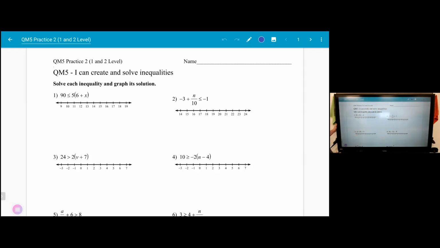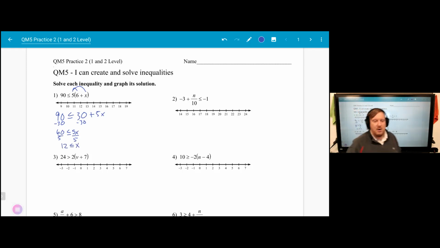This first one here says 90 is less than or equal to 5 times 6 plus x. We can do some distribution. I know that's probably what a lot of you are going to do, so I'll start with that. 90 is less than or equal to 5, we'll just do the distribution here. So 5 times 6 is 30 plus 5x. We're going to subtract 30 from both sides of the inequality, and I have 60 is less than or equal to 5x. And knowing what I know about inverse operations, I'm going to divide both sides by 5. And I have 12 is less than or equal to x.